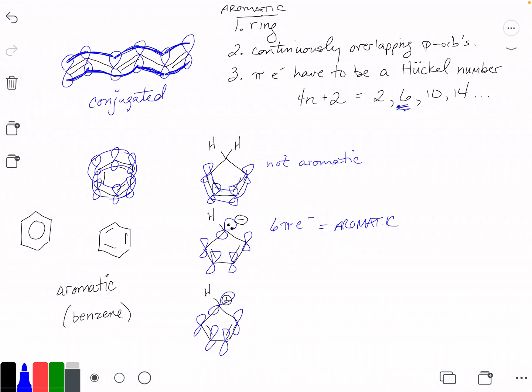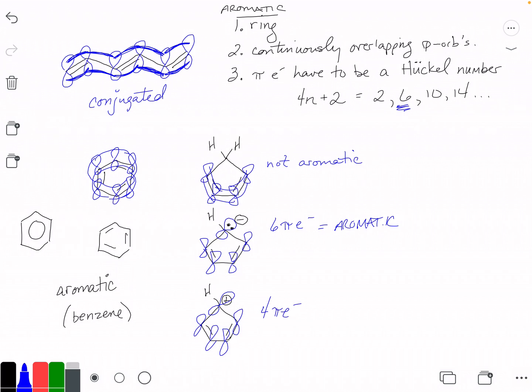Well, what does it mean to have a positive charge in there? It means that there are no electrons in it. So essentially think of it as an empty p orbital. And so yes, it's a ring shape. Yes, it has continuously overlapping p orbitals, but now we only have 4 pi electrons in that system. So sure, they can delocalize, but it's 4. That's not a Huckel number.